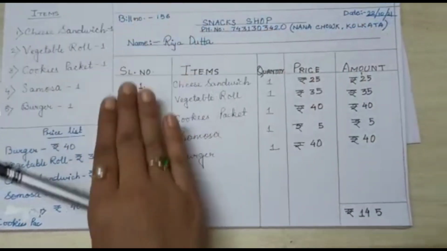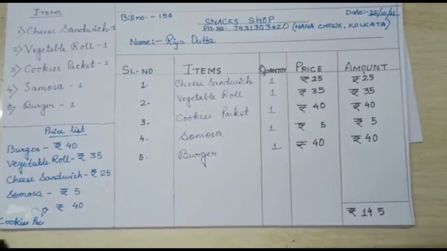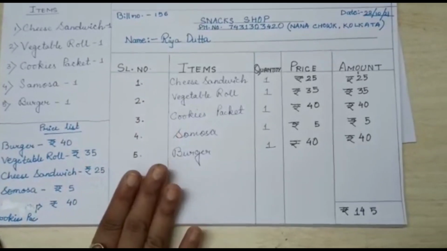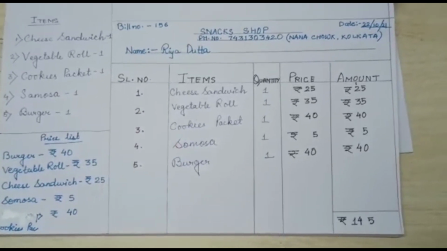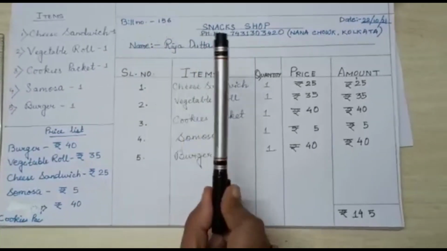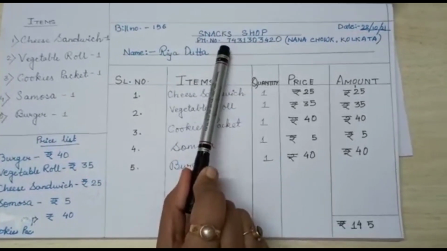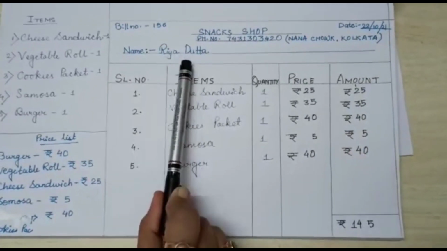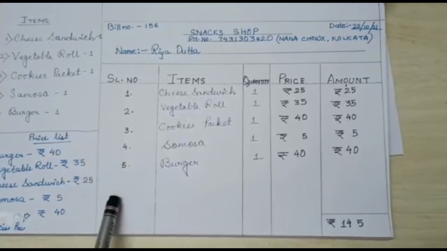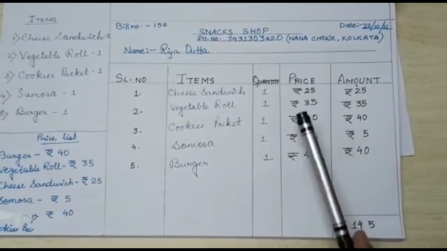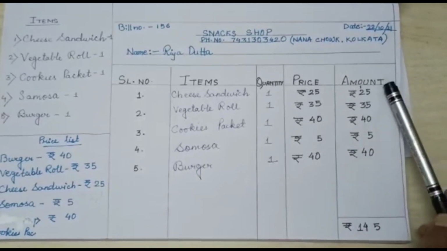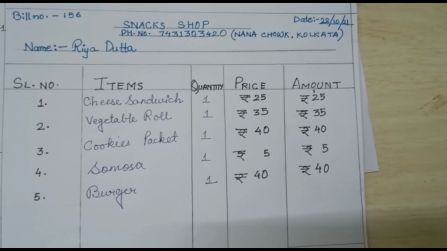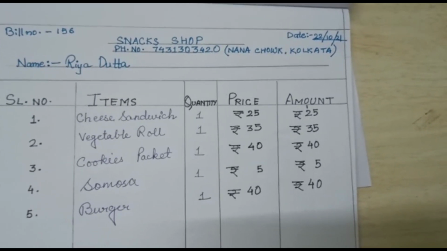So follow this full bill very carefully. Whenever you make a bill, follow the steps properly. Again I am repeating once more from the start of the video. First you have to write the shop's name, phone number, address, bill number, date and the customer name. Then make columns for serial number, items, quantity, price and amount, and at the last you will do the addition. So I hope you all have understood how to make a bill.